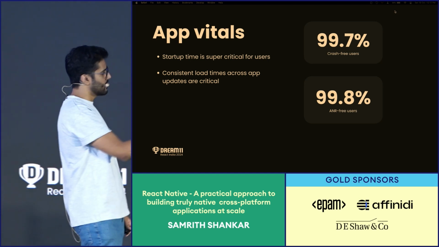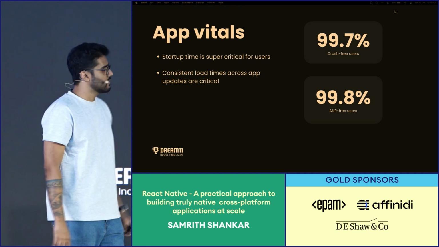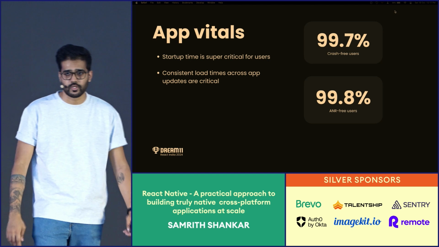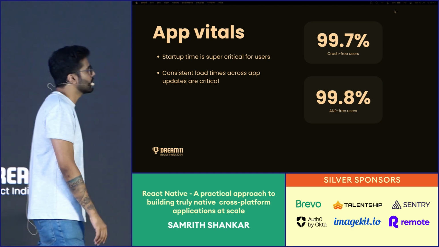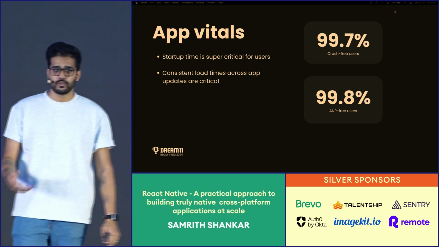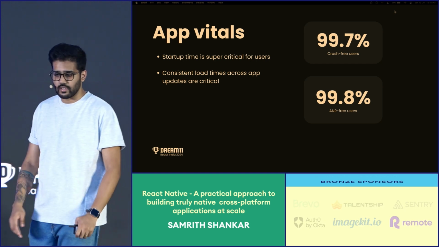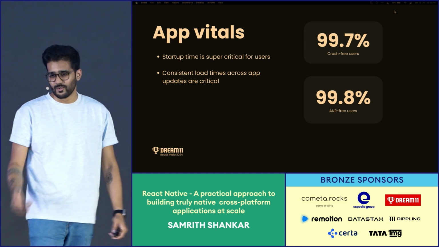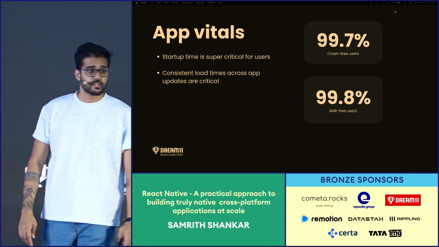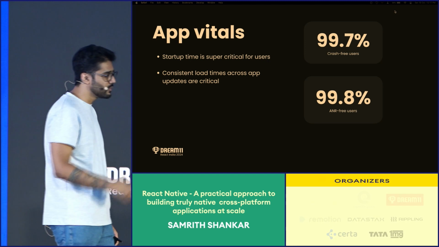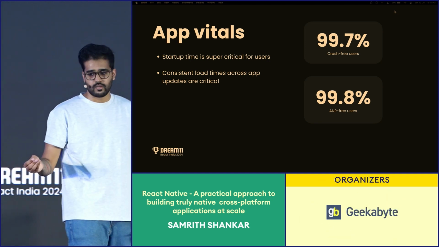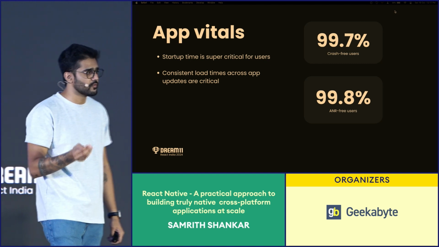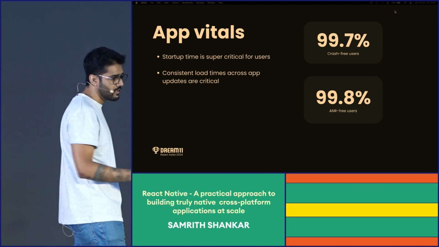We did a lot of work around this, and these numbers that you see here are what we achieved after the amount of effort that we put in. As of right now, we have around 99.7% crash-free users, which is really, really good, considering that when we did the first migration, this number was a lot lower. And ANR-free users are at 99.8%. So which means that 0.2% of our users face ANRs occasionally in the app, and 0.3% of users actually experience a crash in their day-to-day usage.